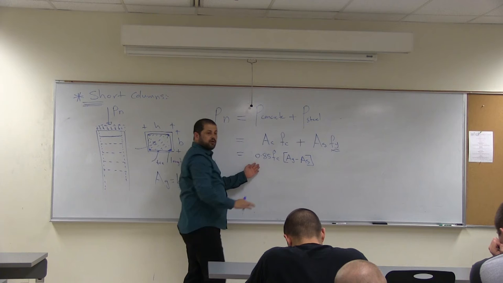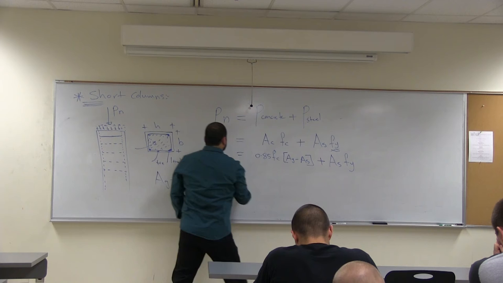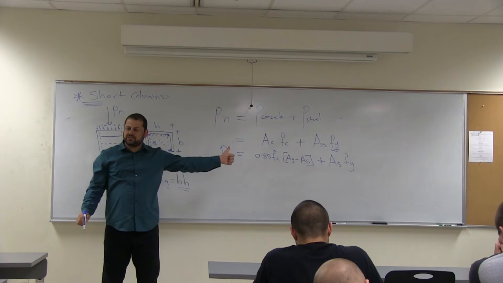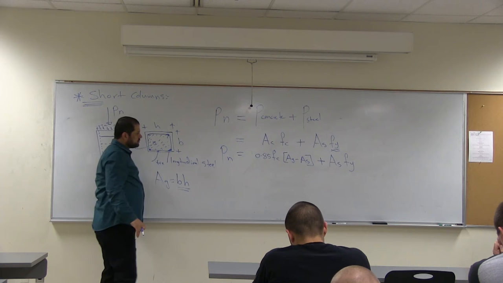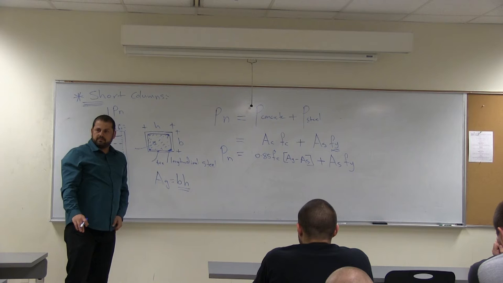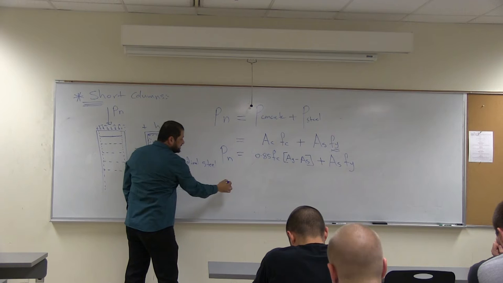That's the contribution to the nominal capacity of this column coming from the concrete, plus As Fy. That's your Pn. That's what you expect when you go over there and crush this column. Now, when we design for Pn, let's put the strength reduction factor according to the code. This is the nominal capacity. The strength is phi Pn.